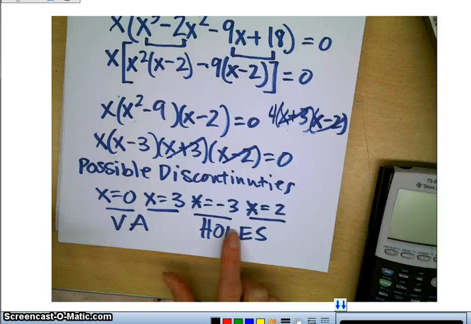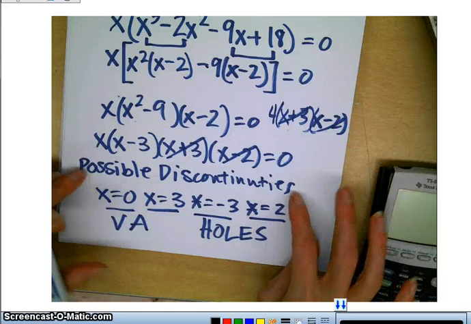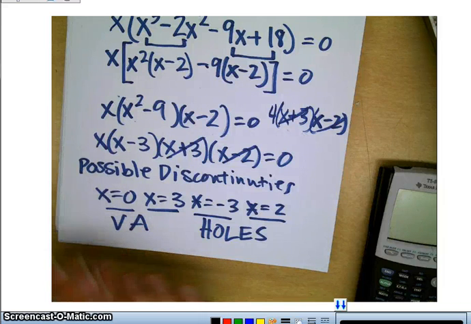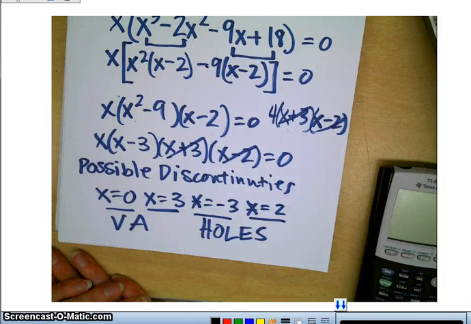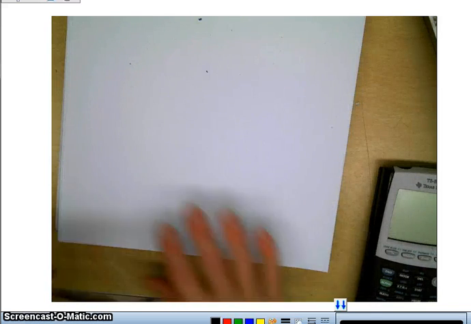So that's how you separate them. All of those are called possible discontinuities. The ones that cancel are the holes. The ones that are vertical asymptotes don't cancel. Will you have to know that on the test? Yes, you will. All right, what else? Yes.